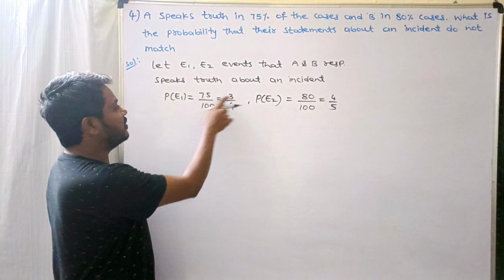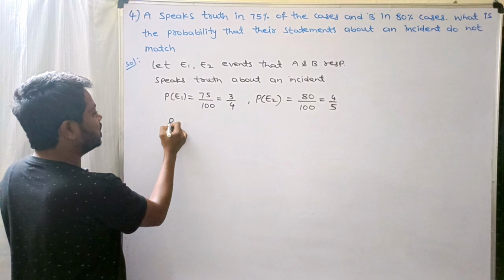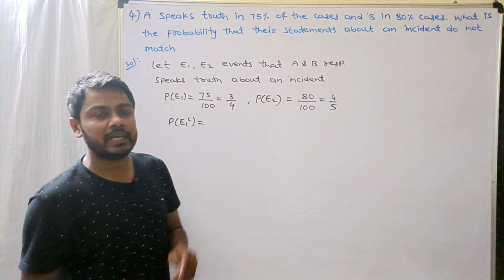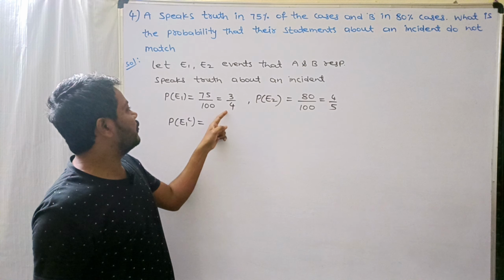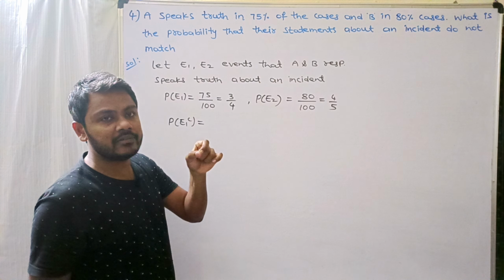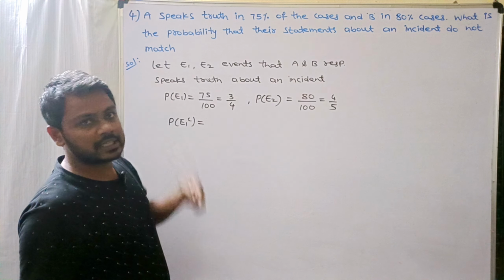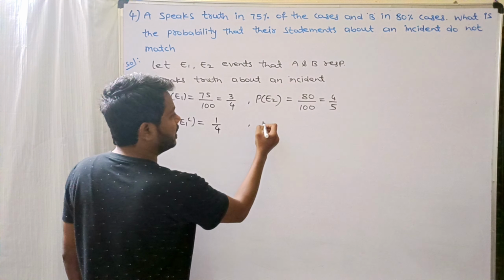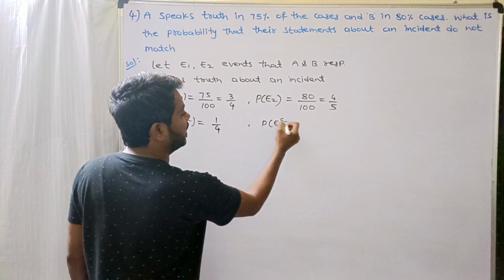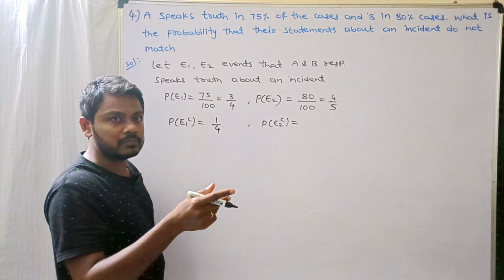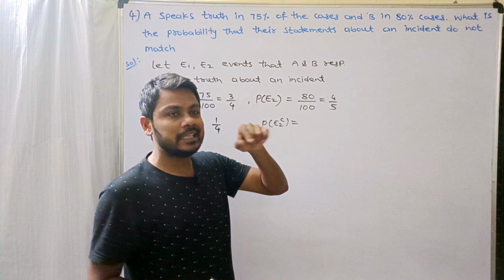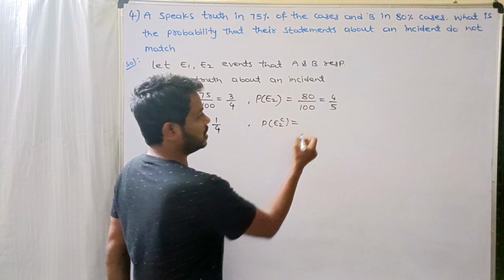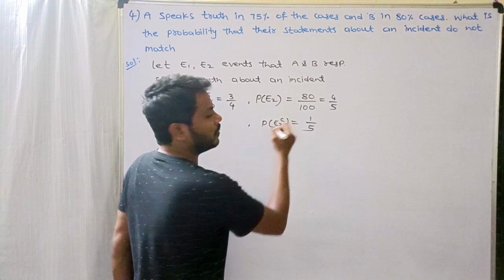Now clearly P of E1 is 3 by 4. What is P of E1 complement? What is meant by E1 complement? Not E1. Out of 4, 3 are event E1, remaining not E1. That is 1 by 4. And similarly, P of E2 complement, not E2. Out of 5, 4 are event E2, remaining not event E2. That is 1 by 5.